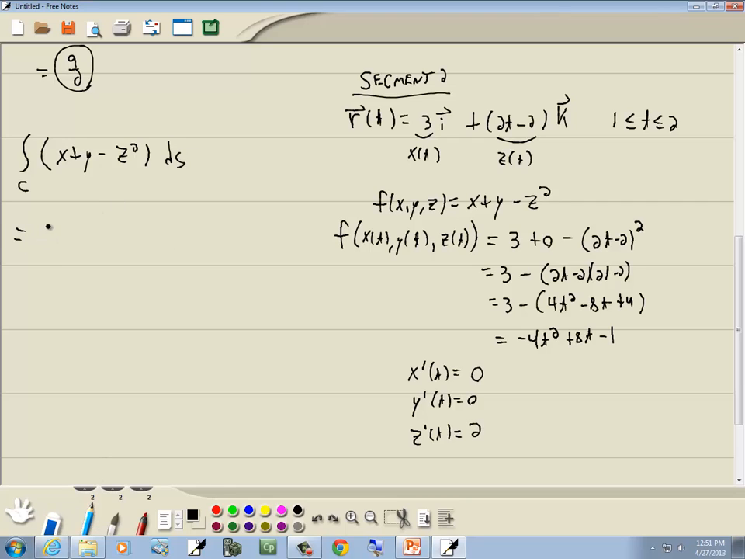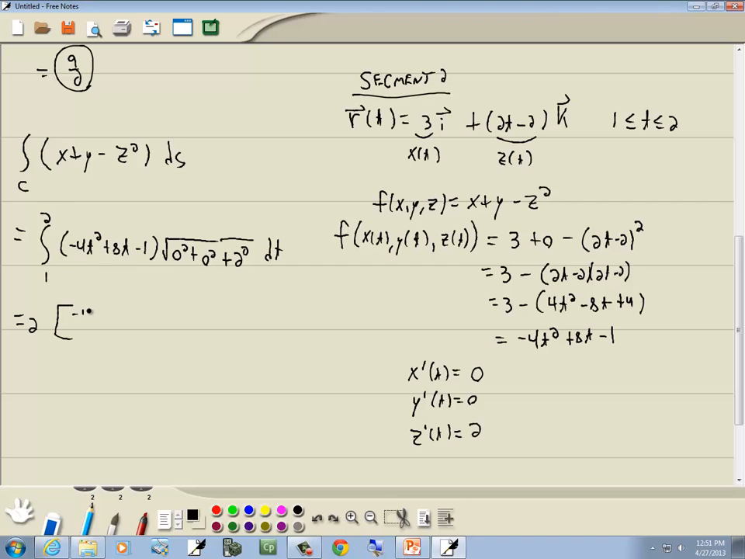Okay, so we're going to go from 1 to 2, and then we have our function. Well, our function was this right here. So we got negative 4t squared plus 8t minus 1 times the square root of x prime squared, so 0 squared plus y prime squared, 0 squared plus z prime squared, which is 2 squared, dt. Zeros drop away. 2 squared is 4, square root of 4 is 2, so I can put that out in front. And then find the integral of this.